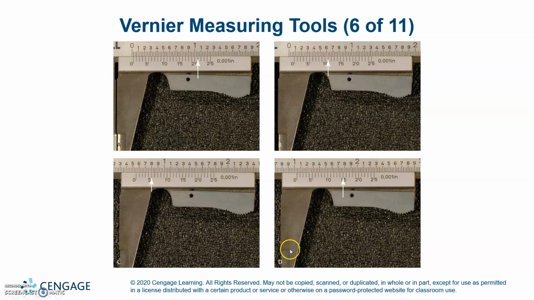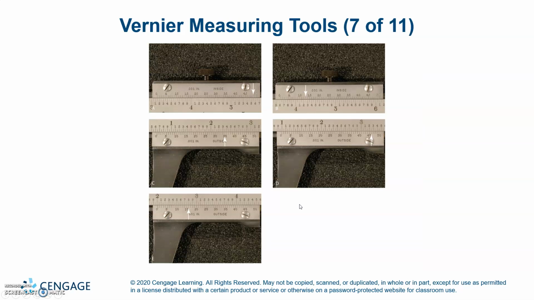And D, you can see here that the 0 is after the 1 inch mark. So it automatically tells you it's 1 point. It's before this 1, so it'd be 1.0. It's after the first line, so you got 25 plus, looks like 15. So that's 40. So 1.040. That would be your D.